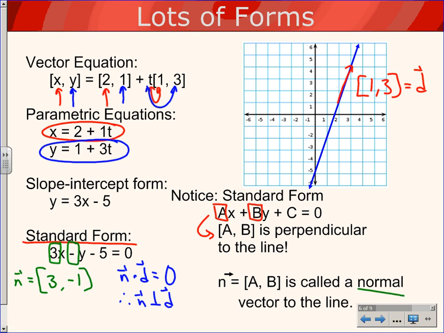Now I'm introducing this to you now. It's going to become really important in a little while. So it's significant now, really important when we get to planes. Standard form of a line. If we have the standard form, we can grab the coefficients, and those coefficients are going to be perpendicular to the line. Okay?